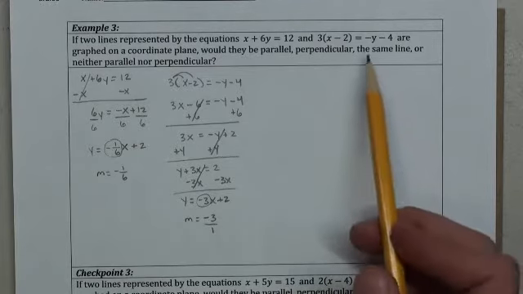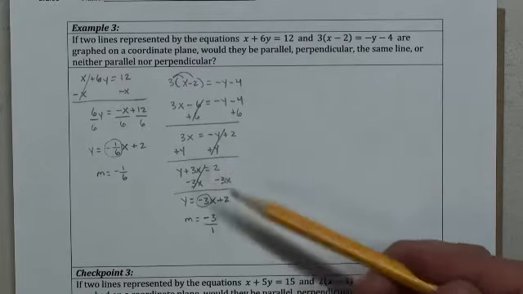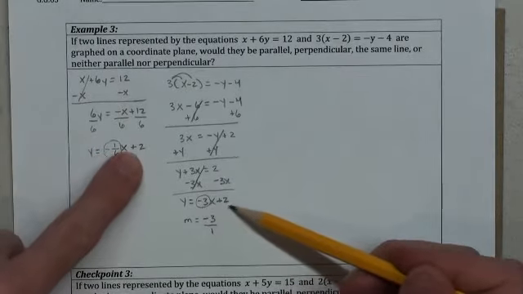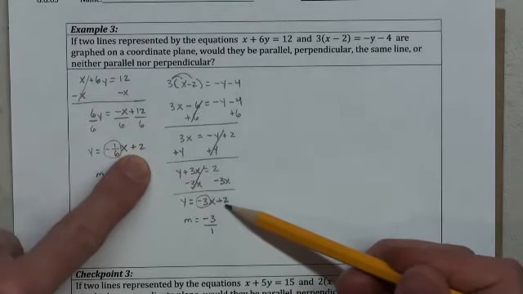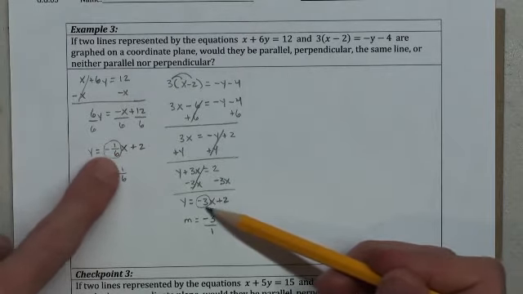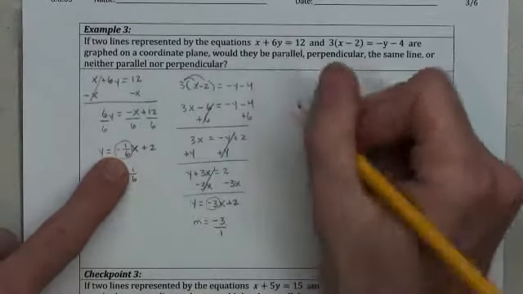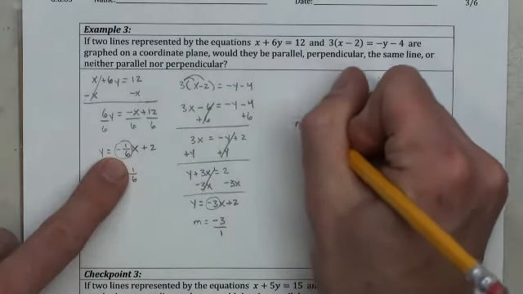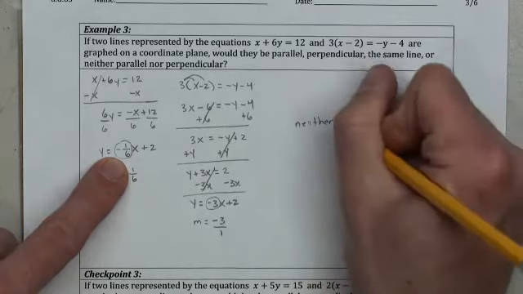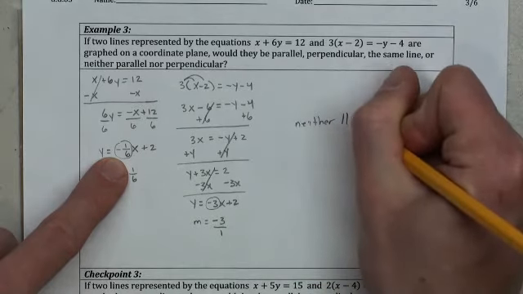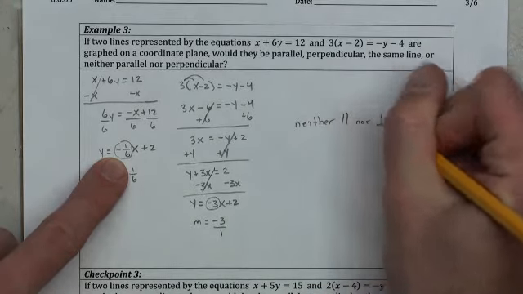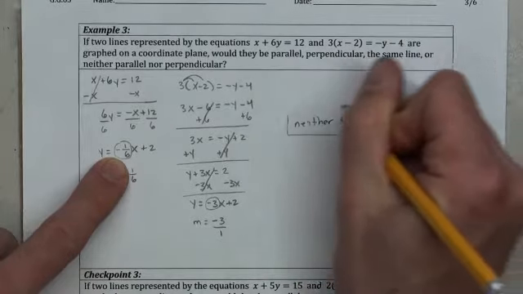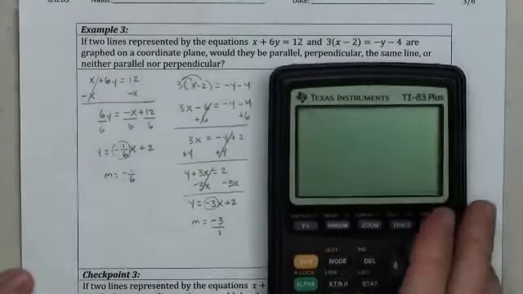And then they're obviously not the same line, because if they were the same line, they would have to have the same slope and the same y-intercept. And look, they do have the same y-intercept, but they don't have the same slope. Okay, so again, this one is neither parallel nor perpendicular. And let's check that. Okay.